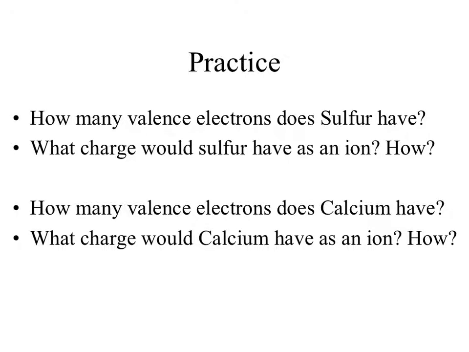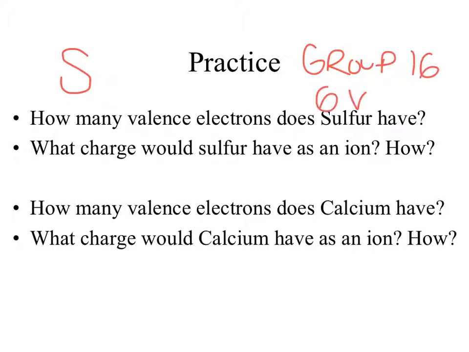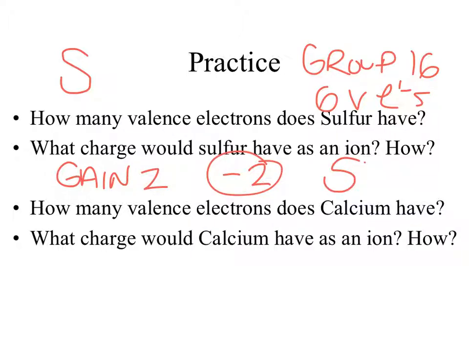If we try to practice, let's think about the element sulfur, all right? Sulfur ends up being in group 16. So if sulfur is in group 16, that means it has 6 valence electrons, okay? If it has 6 valence electrons, would it like to lose 6 or gain 2? It would gain 2. So if you gain 2 electrons, that means you end up having an overall charge of -2. So that's why the sulfur anion becomes S2-. All right, so to answer the first question, it had 6 valence electrons. And to answer the second question, it ends up with a -2 charge.